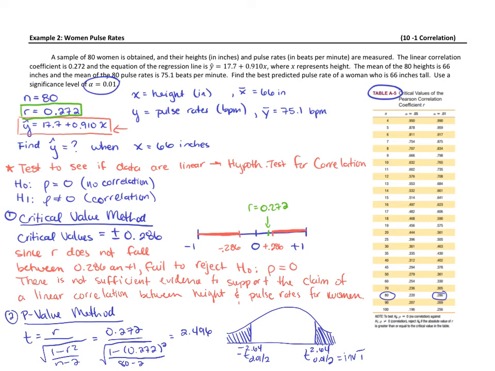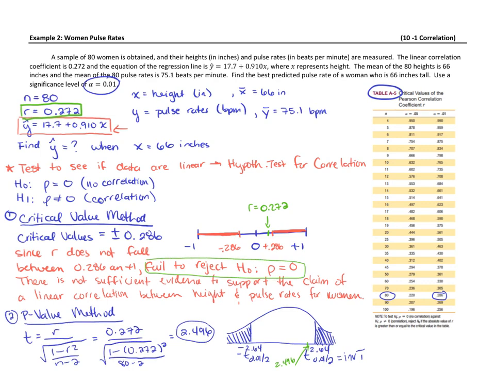So if we plot our test statistic, which is 2.496, let me use green here, you'll see that it's just outside of the critical region. So that's 2.496. So again, we come to the same conclusion. We're going to fail to reject the null hypothesis using the p-value method.